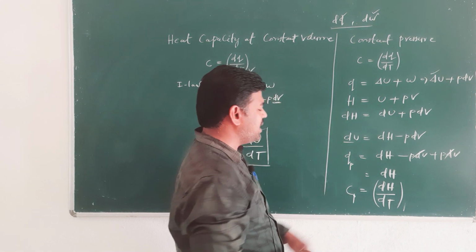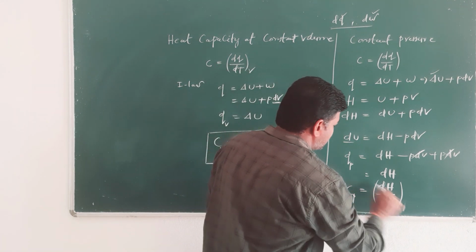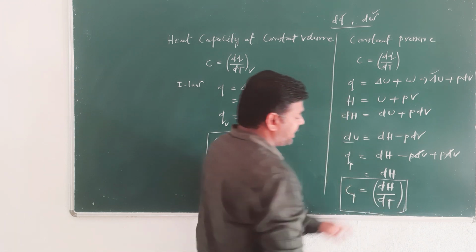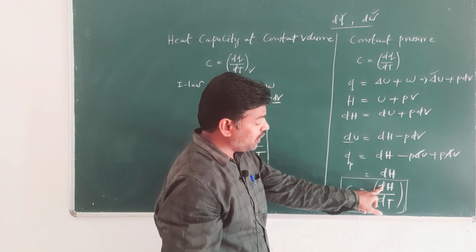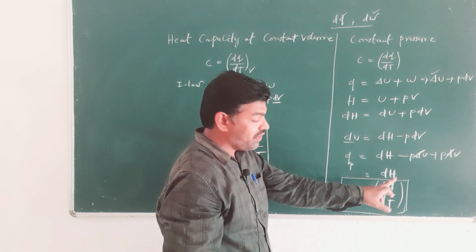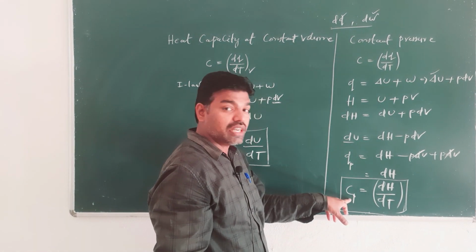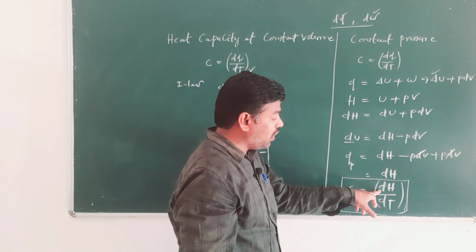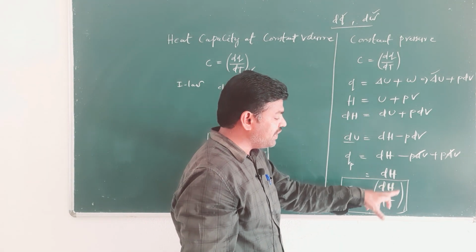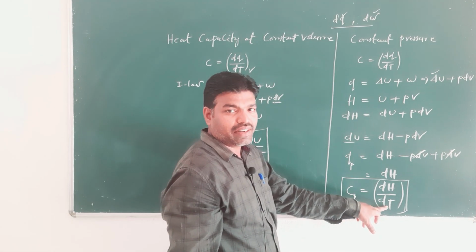So, Cp is the rate of increase in enthalpy of the system with temperature. So, heat capacity at constant pressure is the rate of increase in enthalpy with temperature, right.